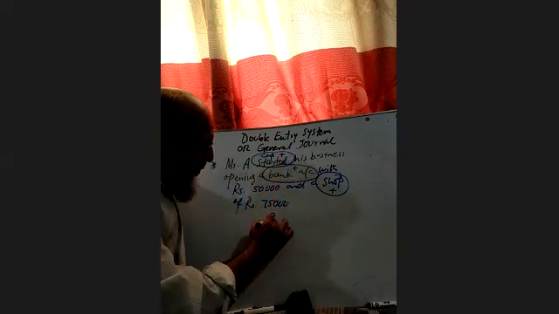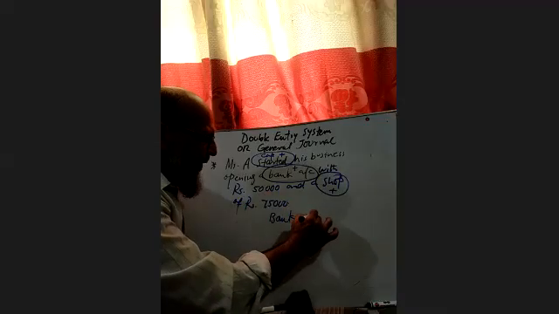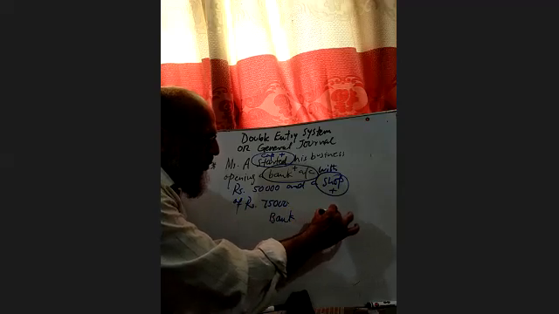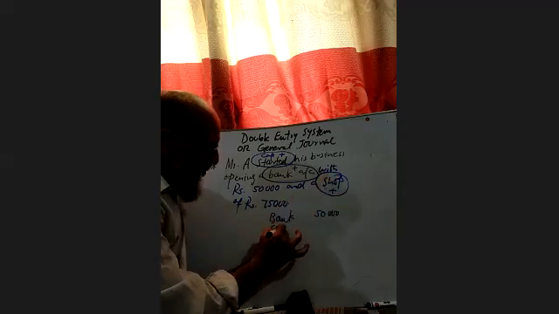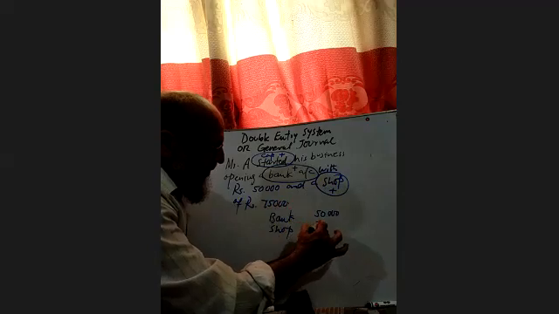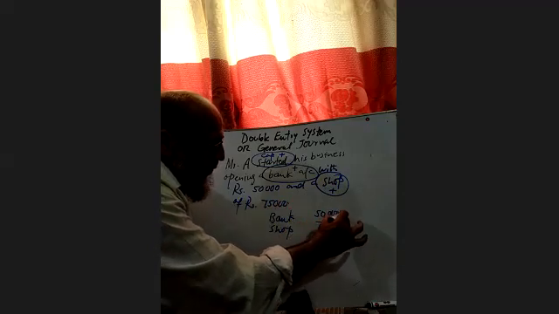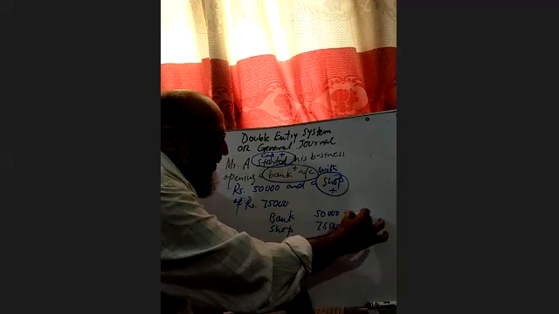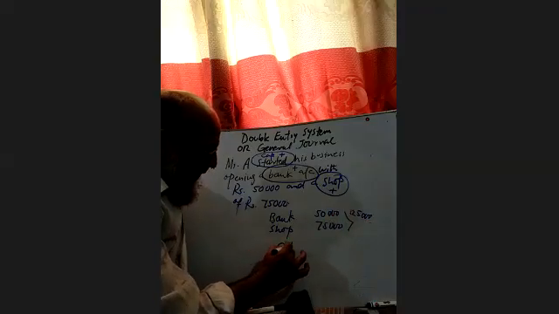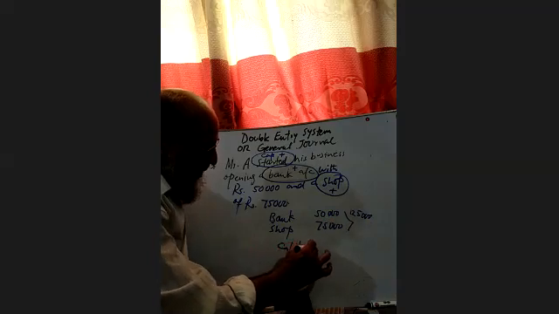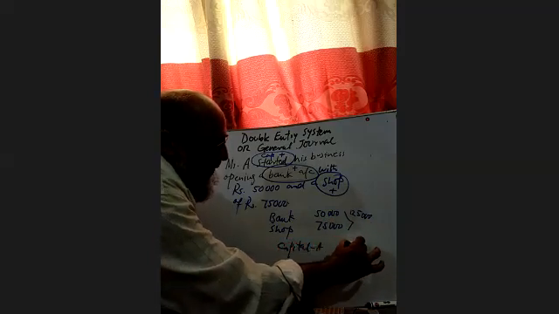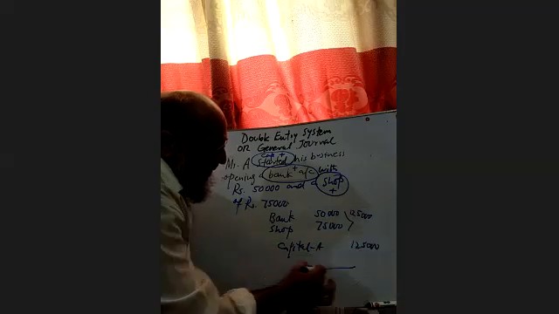So this time your bank will be debited with 50,000. Your shop will be debited with 75,000. And altogether, this amount is equal to 125,000. So capital A is 125,000 credit.